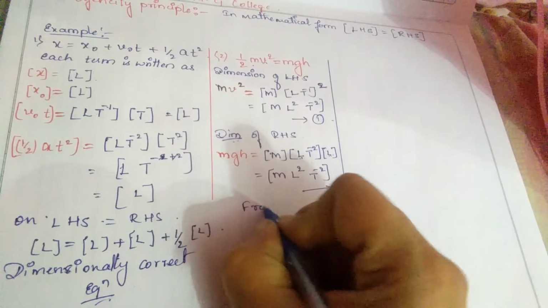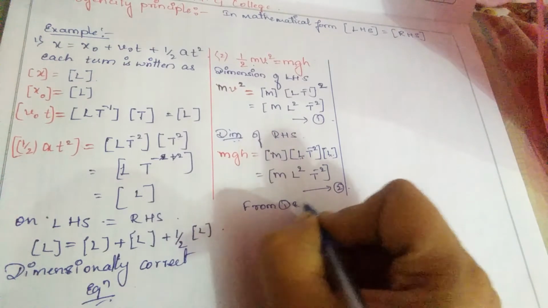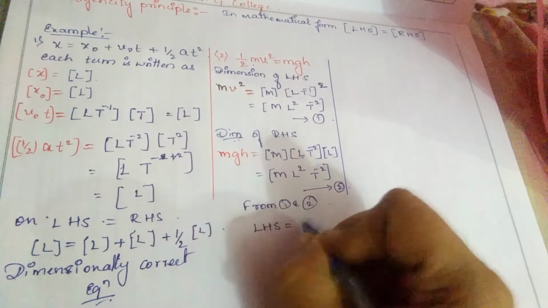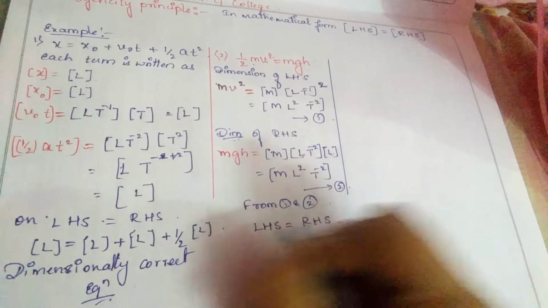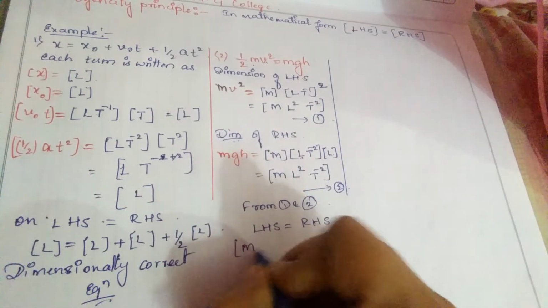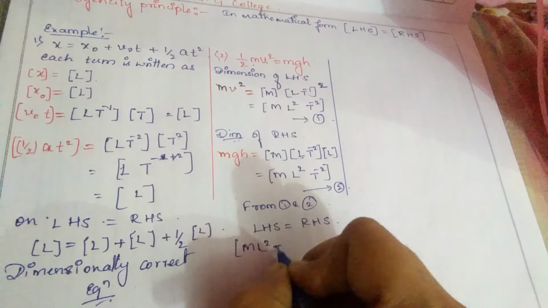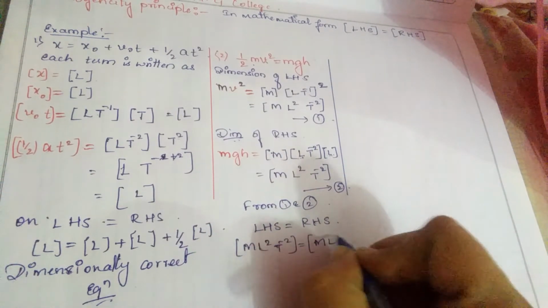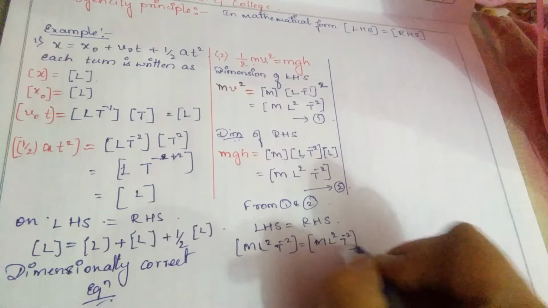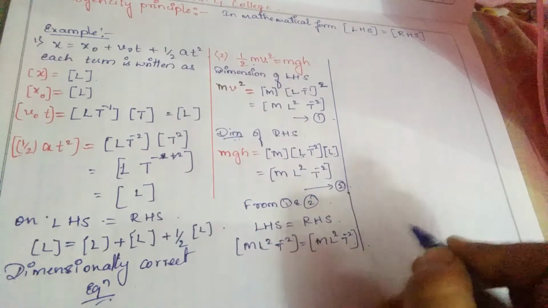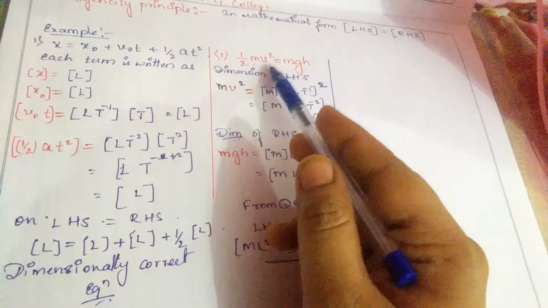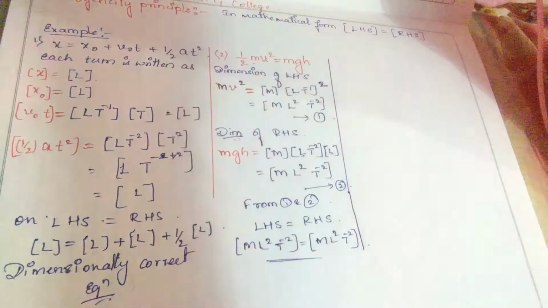From equations 1 and 2 we get LHS equals RHS, that is m L square T to the power of minus 2 is equal to m L square T to the power of minus 2. So this tells that this equation is dimensionally correct.